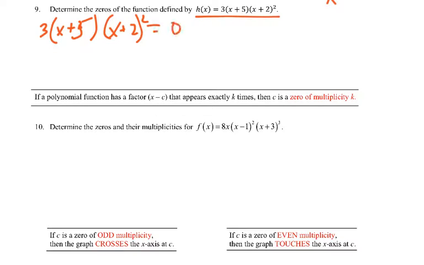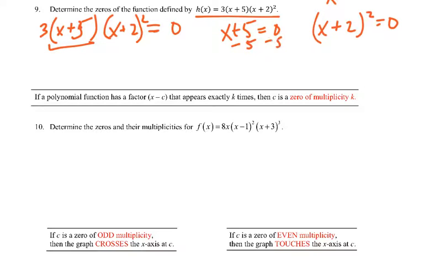Okay, so 3 can never equal 0, so we don't have to look at that factor, but we've got to set x plus 5 equals 0. And we've got to look at x plus 2 squared equals 0. So subtract 5 from both sides. On this one, we get x equals negative 5 as one of our zeros.